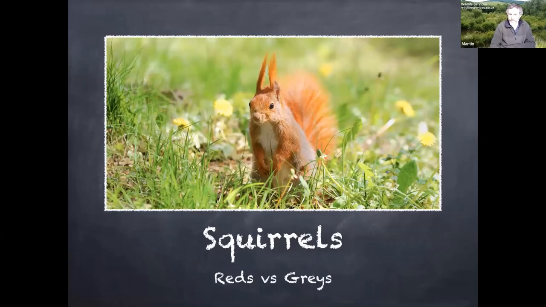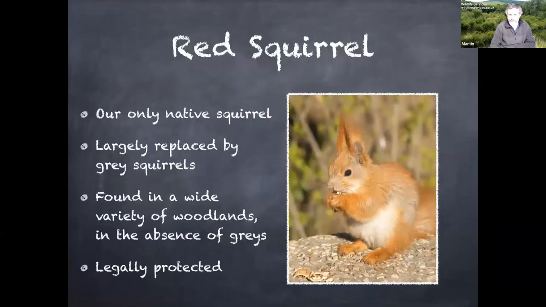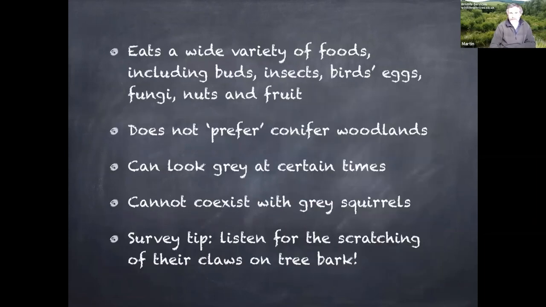Then we'll move on to the squirrels. The red squirrel, obviously, is our only native squirrel. They've been largely replaced throughout the whole of the UK by grey squirrels. They would normally be found in a wide variety of woodlands if the greys weren't there. They are legally protected now under Schedule 5 of the Wildlife and Countryside Act. They eat a really wide variety of food, including birds, insects, eggs, fungi, nuts and fruit.